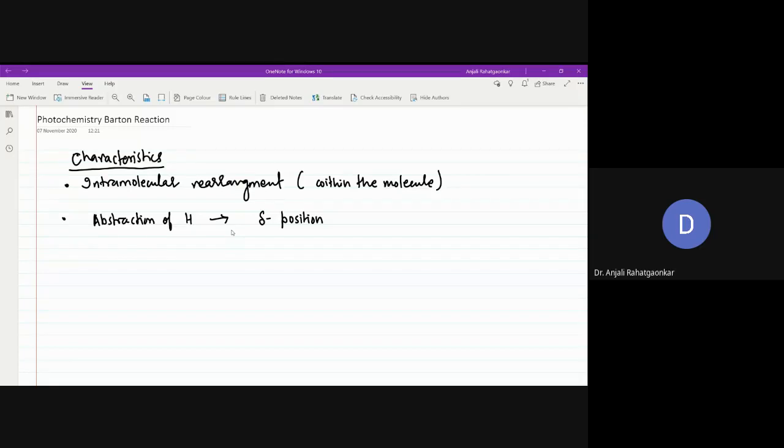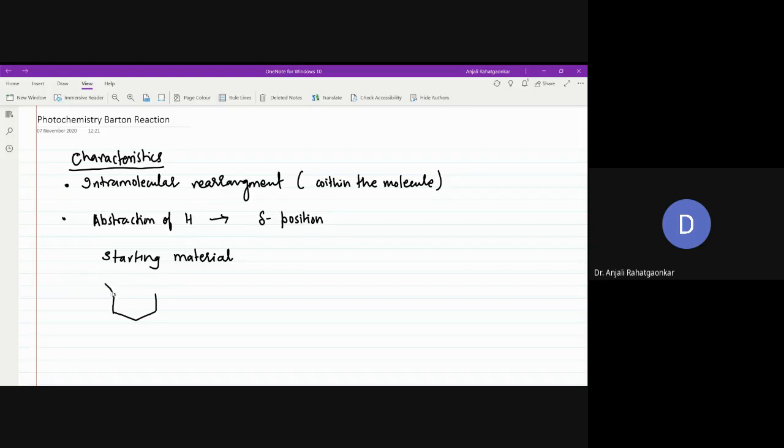Now, why am I focusing on the Barton reaction? Because again, this is a very peculiar starting material they are using. The starting material is a nitroso compound, or the substrate contains a nitroso group. If you see such a molecule, you can directly apply the Barton reaction over here.